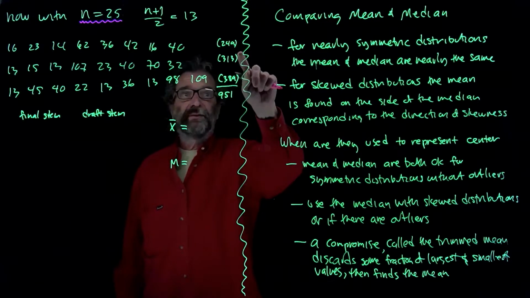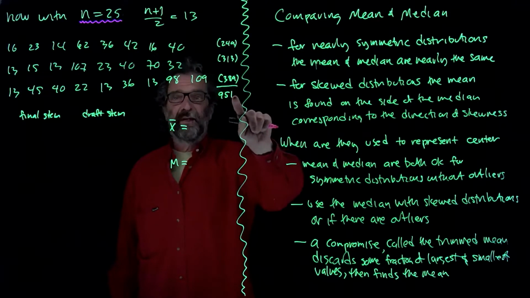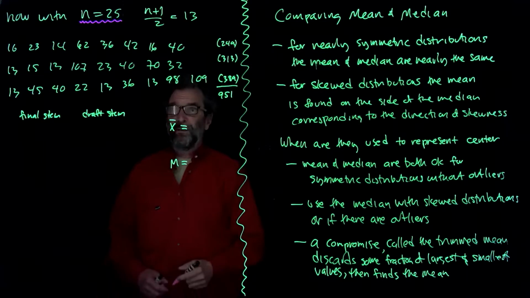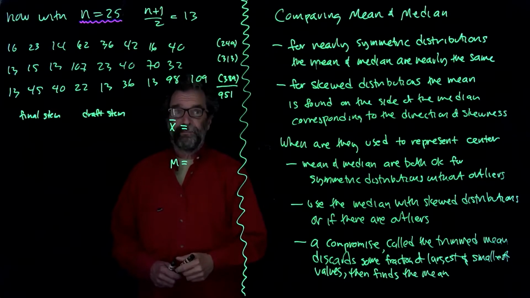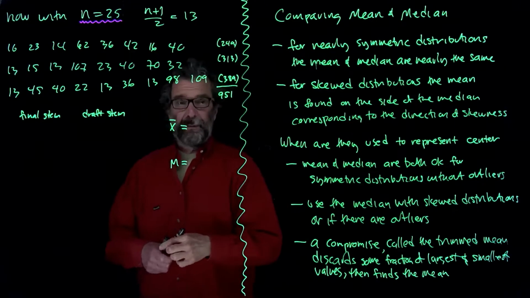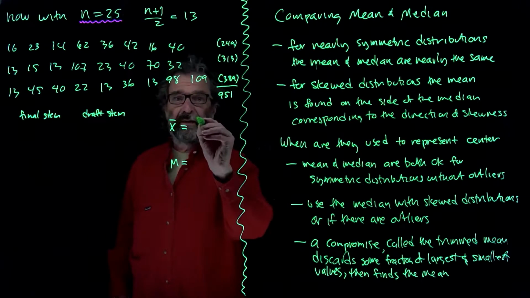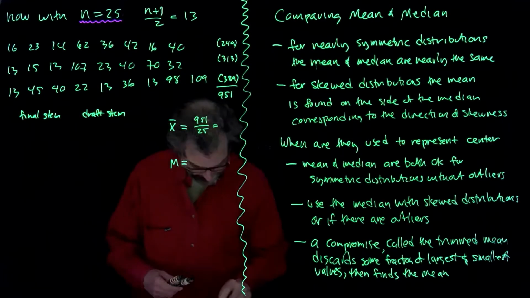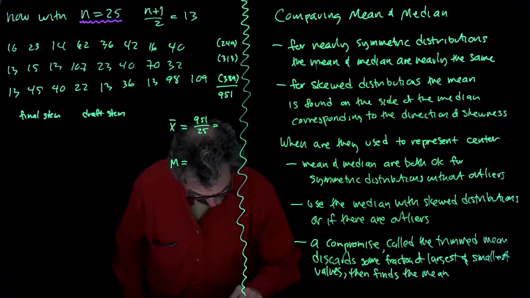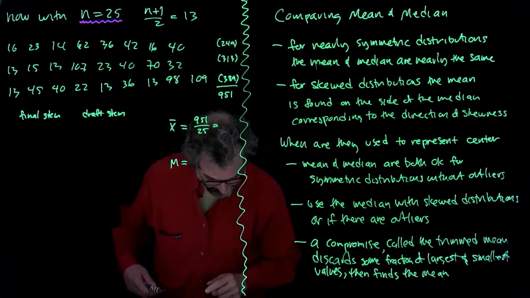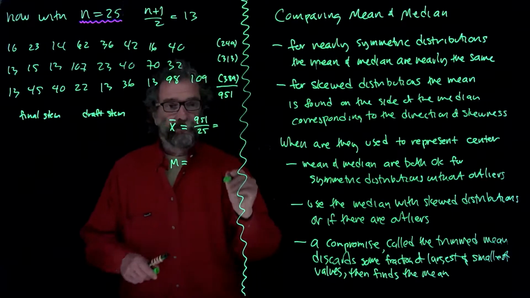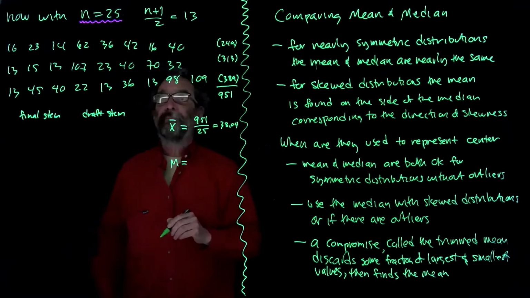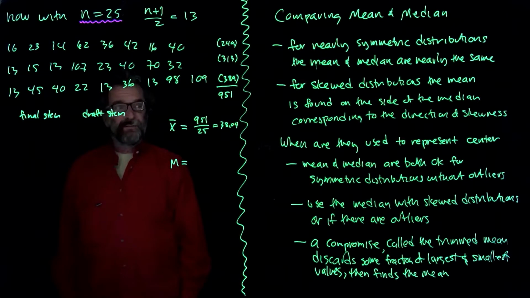I added the rows, and then I added the sums of the rows together to get 951. So that means the mean, x bar, is going to be 951 over 25, like that. See what that is? 951 divided by 25. 38.04. Okay. And then we're going to find the median.